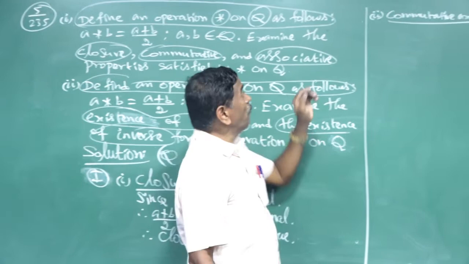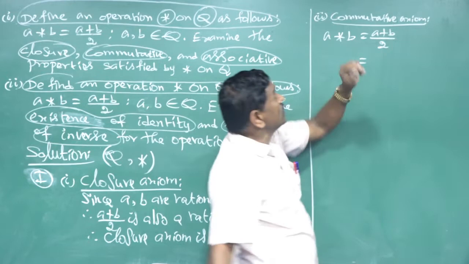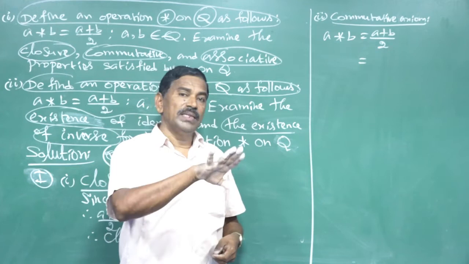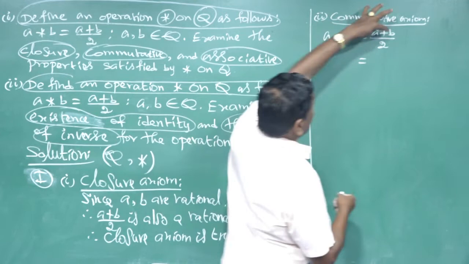That is, A star B is equal to, as per the condition, (A plus B) by 2. Okay. See, we know that commutative means A plus B equal to B plus A. 2 plus 3 equal to 3 plus 2. So that is commutative. 3 plus 4 equal to 4 plus 3. That is commutative. So A star B equal to (A plus B) by 2 is the given condition. Now, A plus B equal to B plus A.